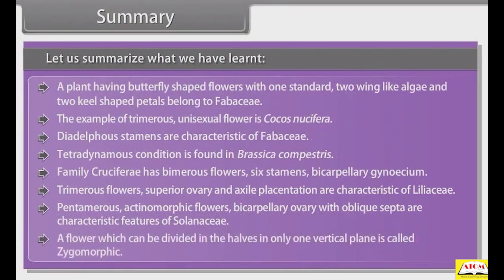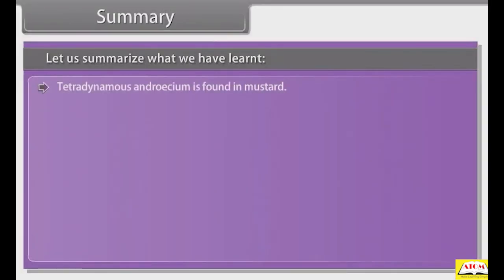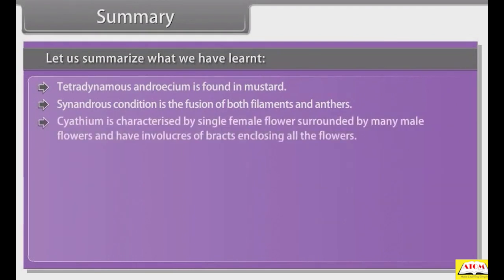A flower which can be divided into halves in only one vertical plane is called zygomorphic. Tetradynamous androecium is found in mustard. Synandrous condition is the fusion of both filaments and anthers. Cyathium is characterized by a single female flower surrounded by many male flowers and has an involucre of bracts enclosing all flowers.